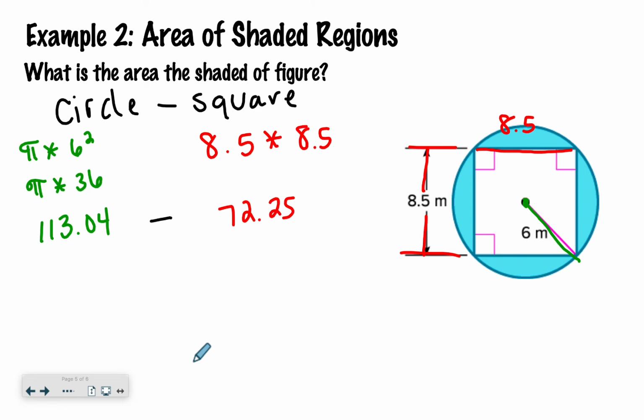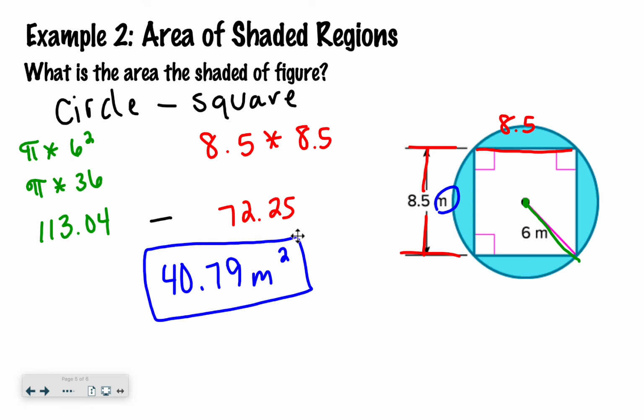So if I take the circle, which is 113.04, and I subtract the square, 113.04 minus 72.25, I'm left with 40.79. And then my label's meters. And we're talking area, so I say squared. Okay, so if you have questions about that, please be sure to reach out for some help. I'm happy to help you.